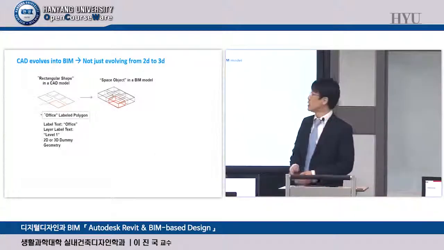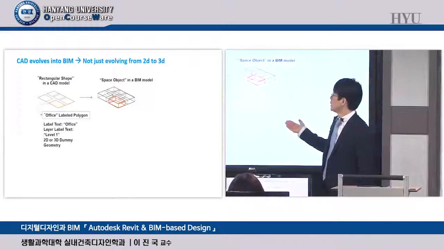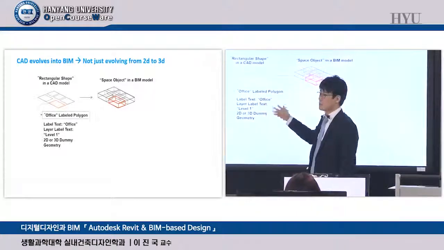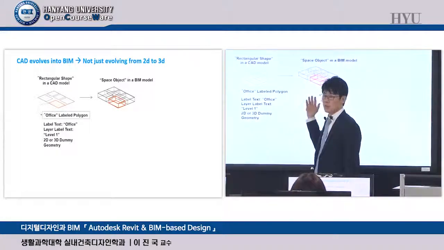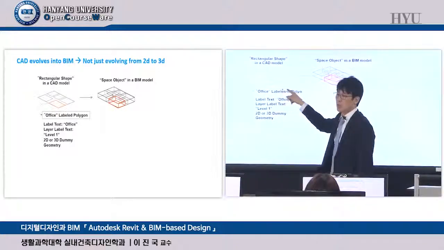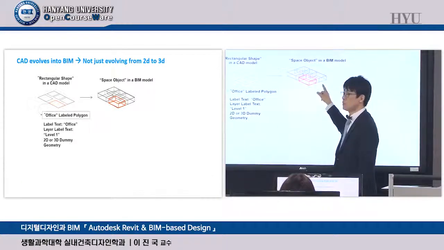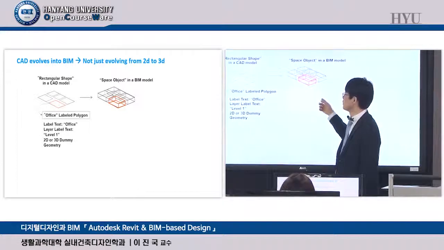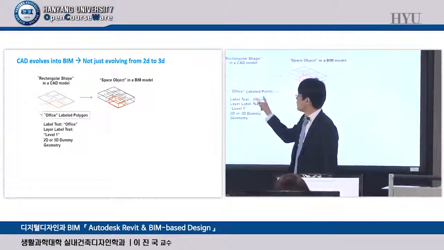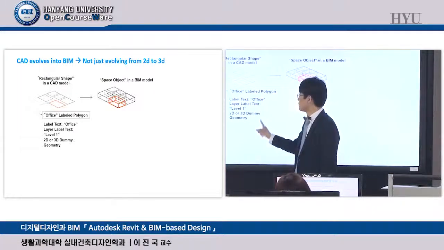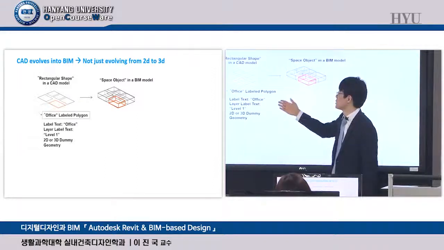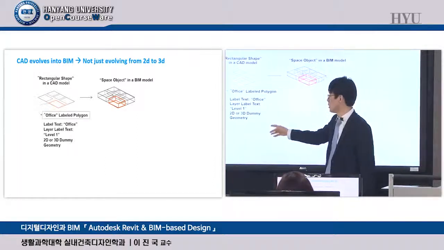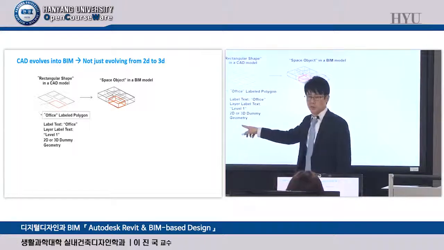That's why I showed you this one before. The two representations are not just a simple difference between 2D and 3D. This one can be 3D, and even a BIM model can be 2D. That's okay. But this one is an office-labeled polygon. No information. This is just geometry, mere geometry, or so-called dummy geometry.